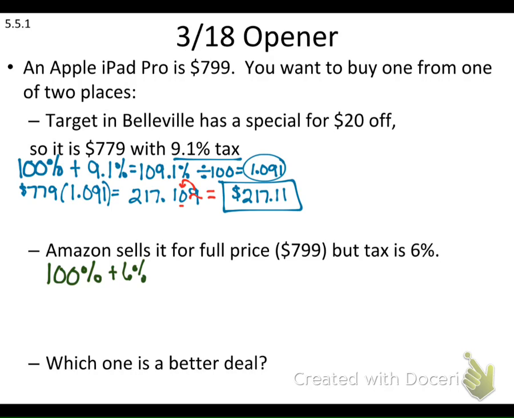Hey, you need to catch up. Let's go. 106% equals 1.06. Good. Okay? Now I'm going to take this multiplier and multiply it by what? That's my multiplier. What am I going to multiply? The 799. Yeah, my original amount. Good.